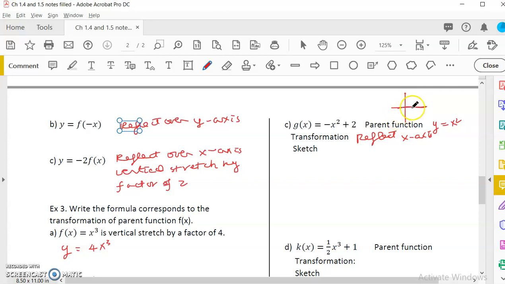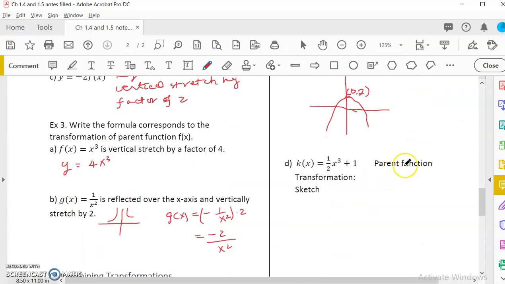So it would be like this first. So this is x squared. And then this would be negative x squared, right? And then we do up 2. So we shift it and then up 2. If I aim to sketch it, I will pretend that it is going like this first and then up 2. So automatically there is a 2 here. Okay, (0, 2) here.